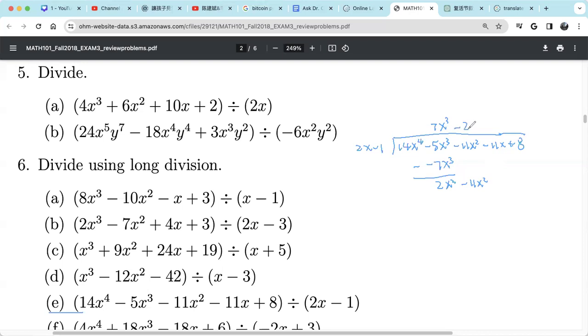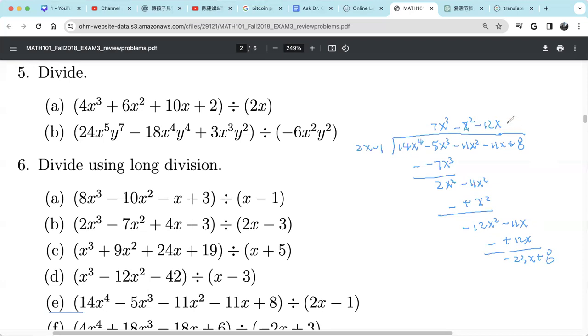Then 2x cubed divided by 2x, x squared. -1 times negative x squared, positive x squared. Subtract -11 minus 1, -12x squared. Next term, -11x. So -12x. Then -1 times negative become positive 12x. Subtract, -23x. Move the next one down, which is the number 8.